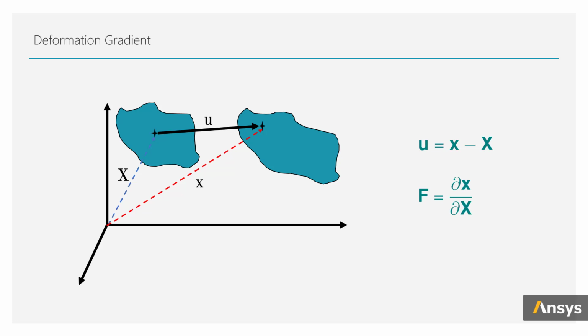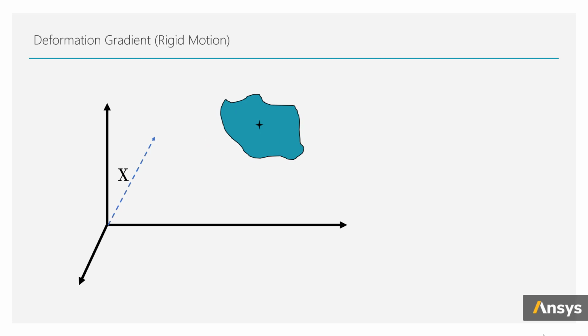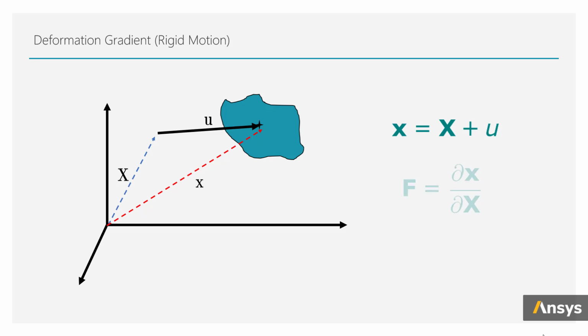This definition alone may not convey the physical significance of this term, so let's look at this simple example. Here, the object is simply drifting from one place to another. This is simple rigid body motion and no portion of the body is deforming. This means that the vector x is just a linear function of the capital X. If you compute the deformation gradient for this body, it reduces to an identity tensor.